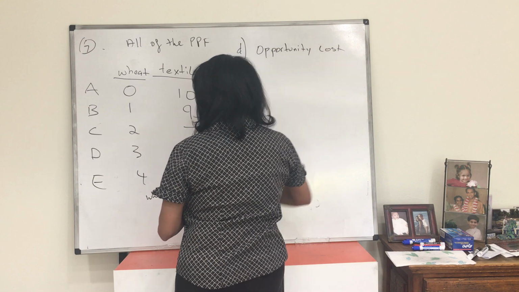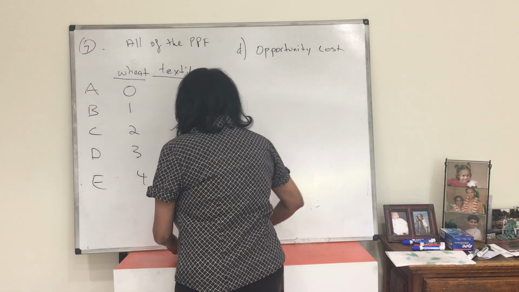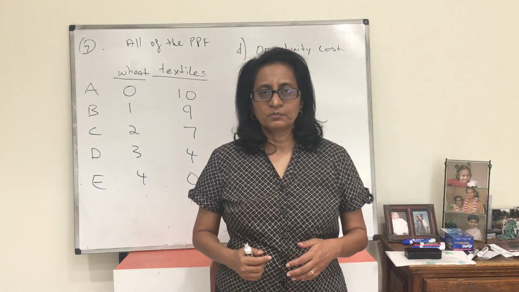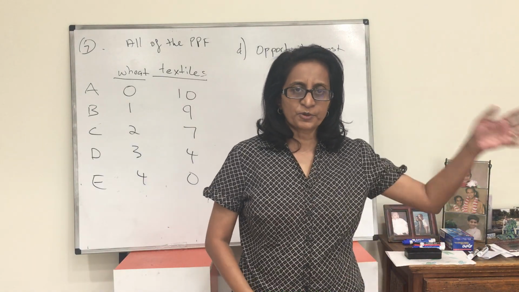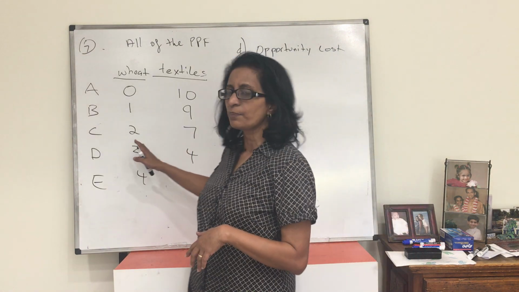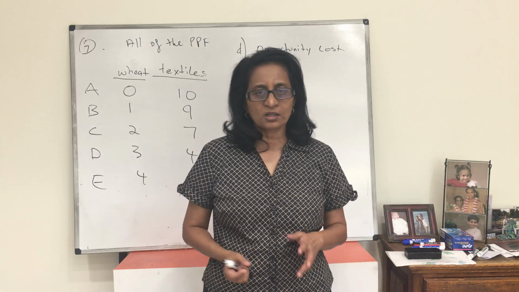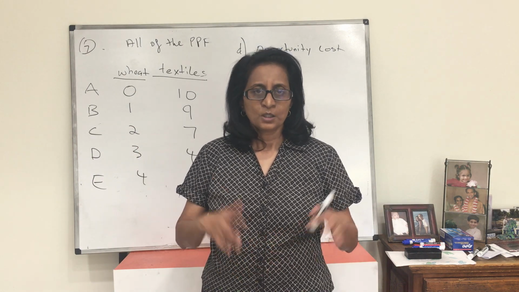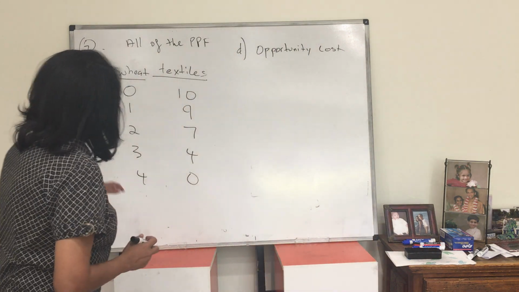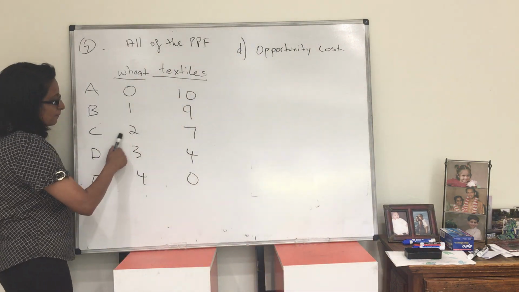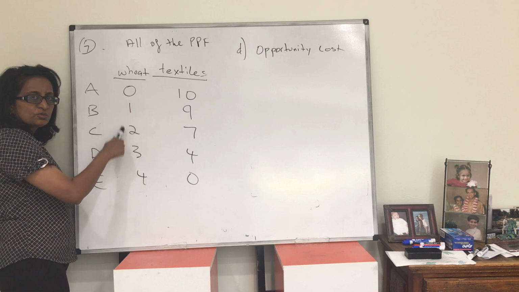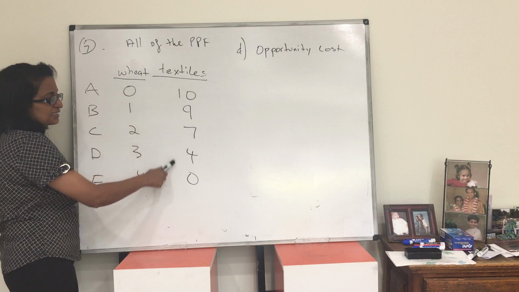Let's talk about the opportunity cost. The opportunity cost, remember, was what you gave up. What is the next best alternative you gave up to make the choice at hand? So here are the two choices. The choice is whether they produce wheat or textile, and what quantity, using up all their resources. If you notice one thing, when you have more wheat, going from 1 to 2 to 3 to 4, they can only produce more wheat if they produce less textile.